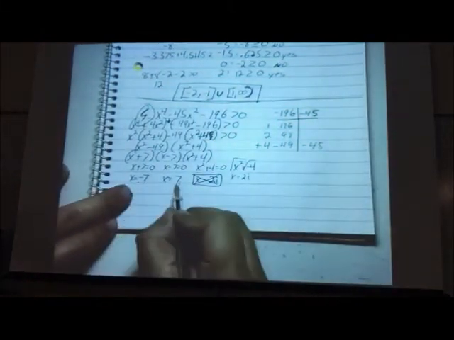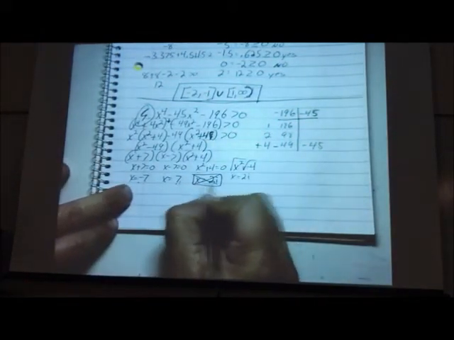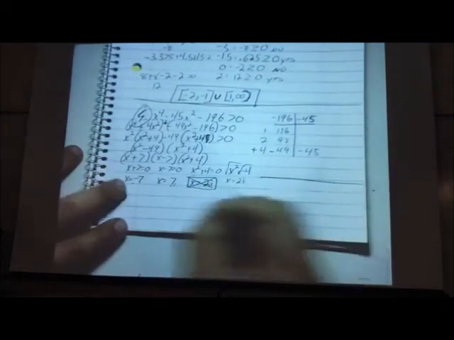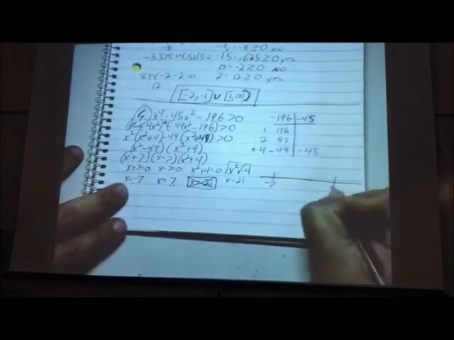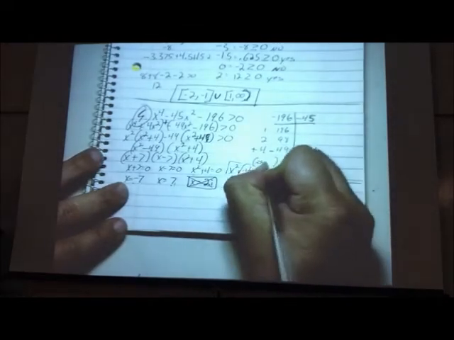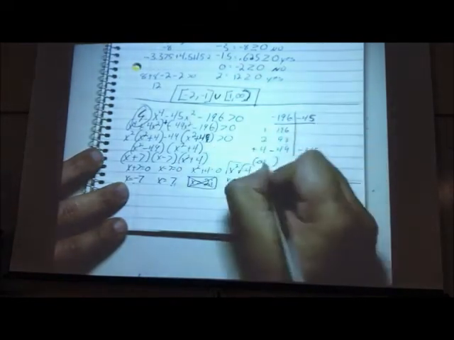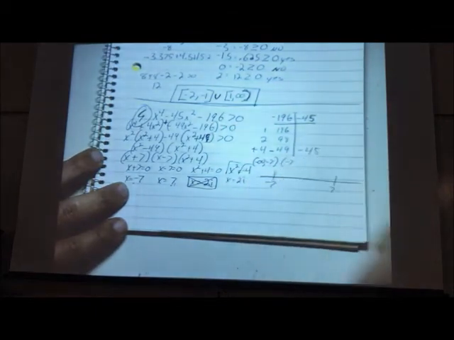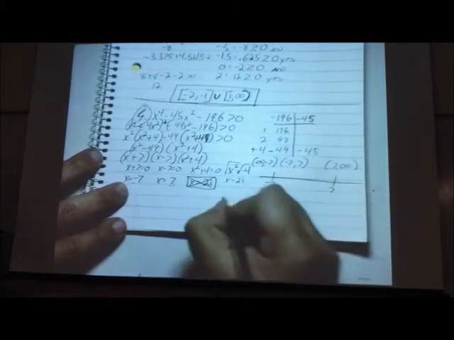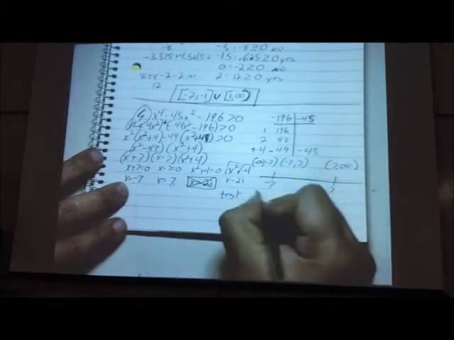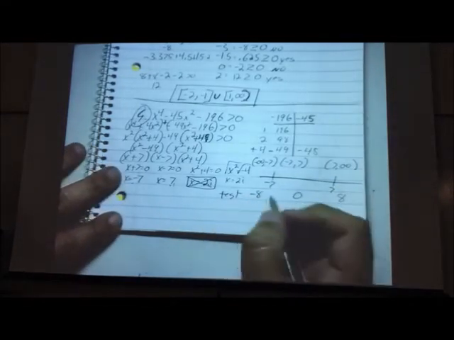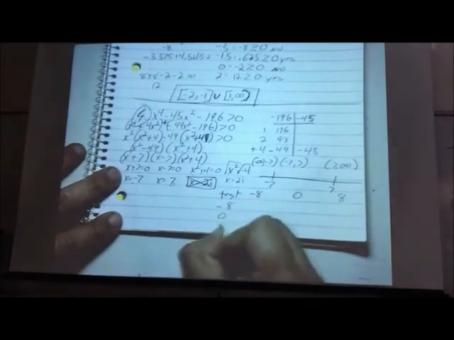Now we have our negative 7 or 7 and our 2i. Remember the 2i doesn't count, so we just cross it out. We're left with two numbers. We do our number line. Our smallest number is negative 7, our largest is 7. We do our parentheses: negative infinity, comma, negative 7, negative 7 to 7, and then 7 to infinity. We run our test, testing negative 8, 0, and 8.